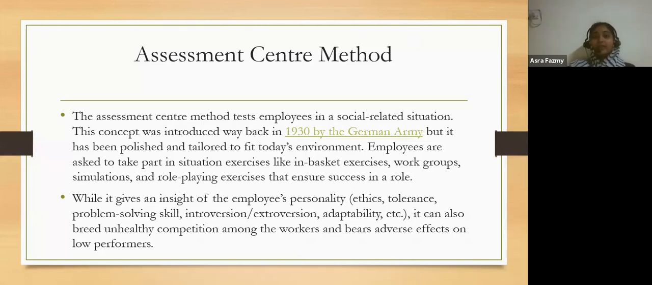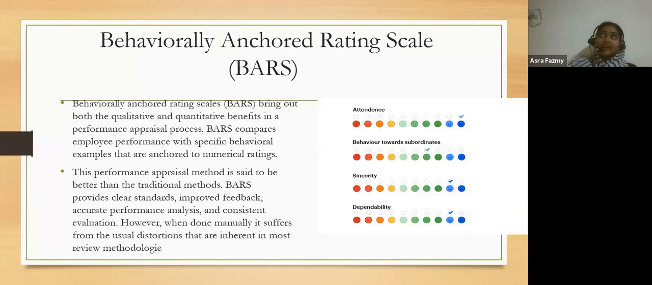Okay, and then we have the behavioral anchor rating scale, where in this method everything is on a rating scale. So all the criteria that I'm going to measure you on are rated. This provides clear standards. This is easy for us to see, and the feedback is also good when it comes to this method. So that is behavioral anchor rating scales.